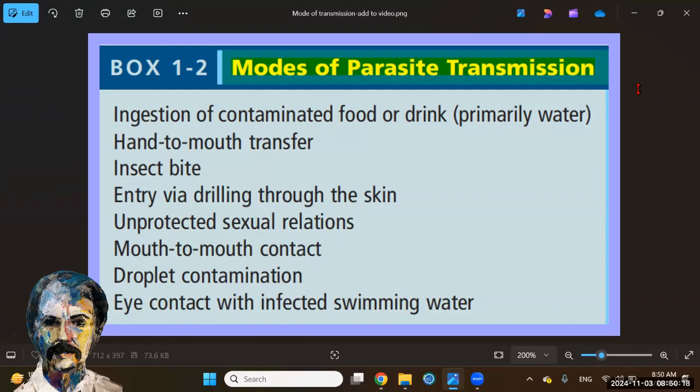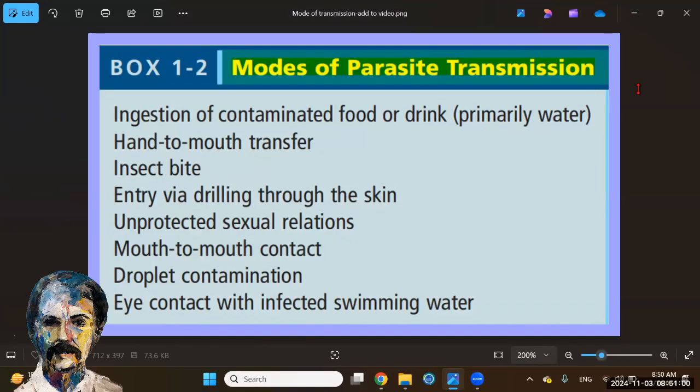The droplet contamination: droplet sneezing, water, sneezing, splashing of water, mist, spraying of water. Eye contact with infected swimming water. Some parasites, an example of this is Acanthamoeba. Acanthamoeba is an amoeba, but not in the intestine. It's an amoeba that attacks the central nervous system, the brain. One of them is Acanthamoeba. When you swim in a pond, and this pond contains Acanthamoeba, it goes through your eye and gets inside.